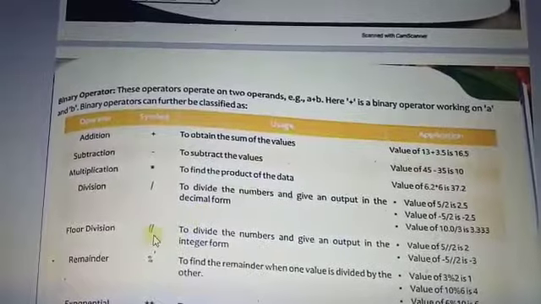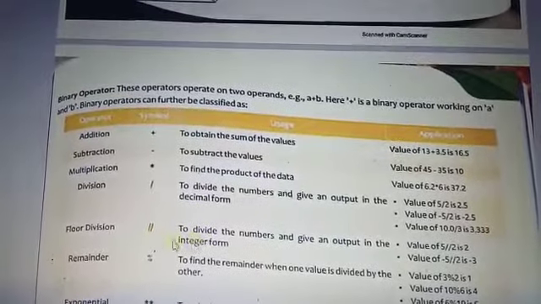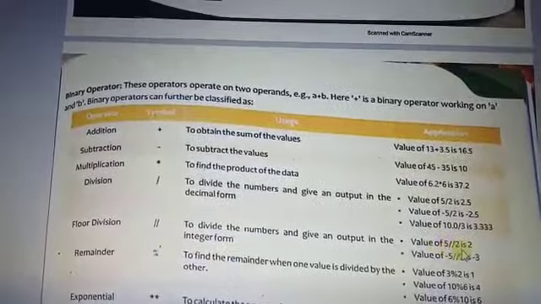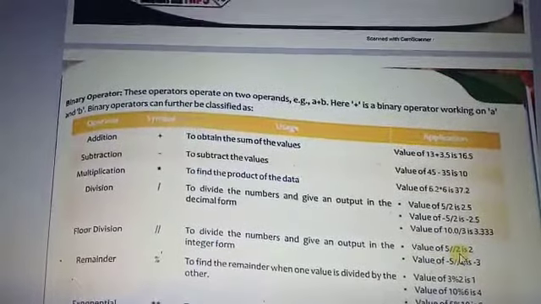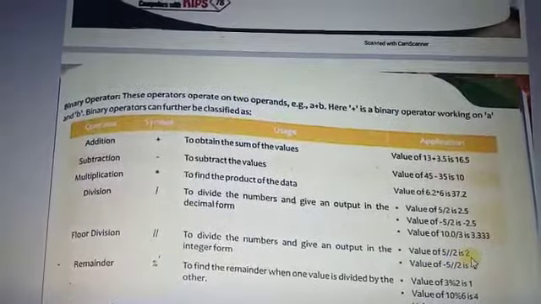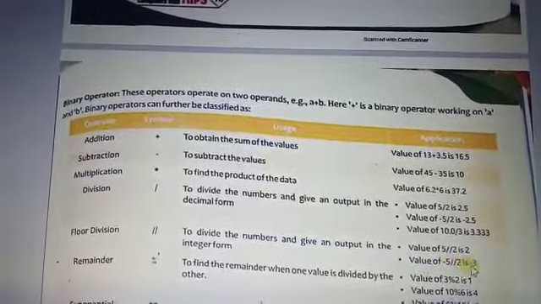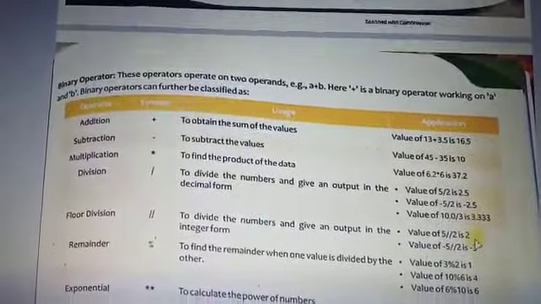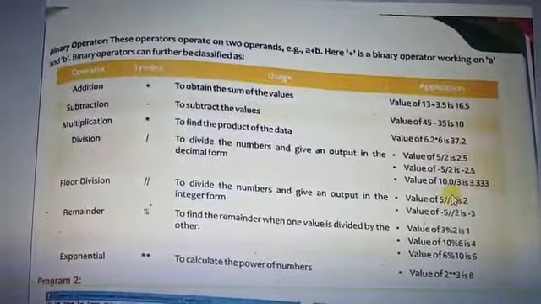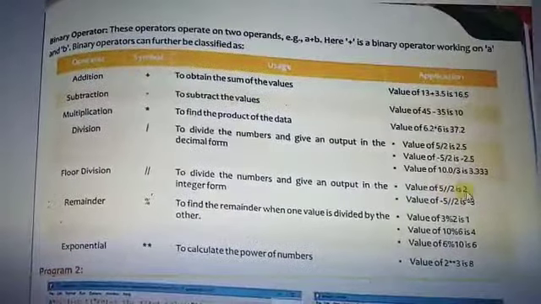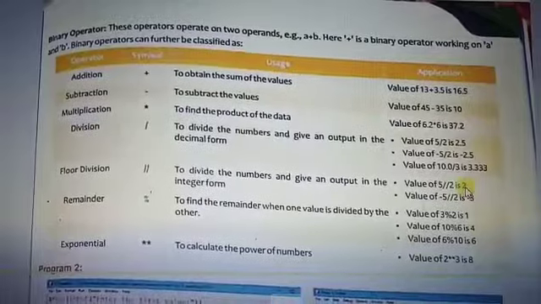When you use the double slash as division, it is called floor division. For 5 double slash 2, the output is only 2. For minus 5 double slash 2, the output is minus 3. Here it gives only the integer kind of value; it ignores the floating point, that means it ignores the decimal part.